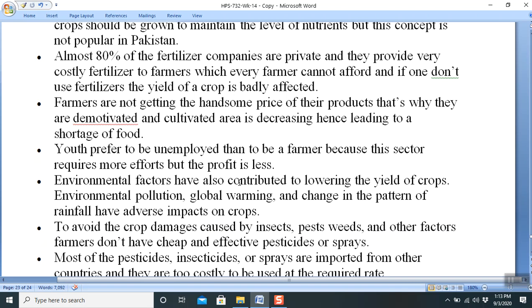Environment factors have also contributed to the lowering yield of crops. Environmental pollution, global warming, and change in the pattern of rainfall have an adverse impact on the crops.